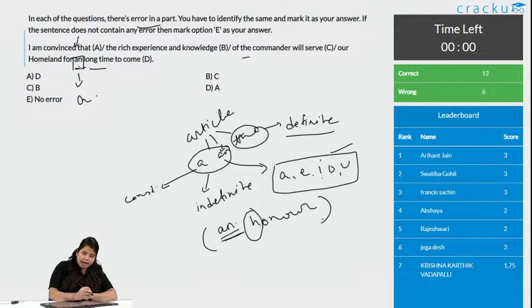Similarly, this is a long time, not an long time. So what is the answer here? Option D. I mean, D is the answer here. So the correct answer is option A. Let's go to the next question.